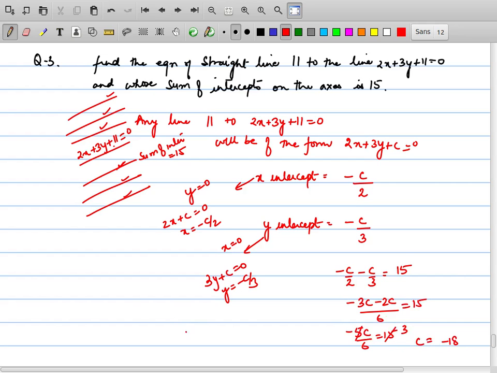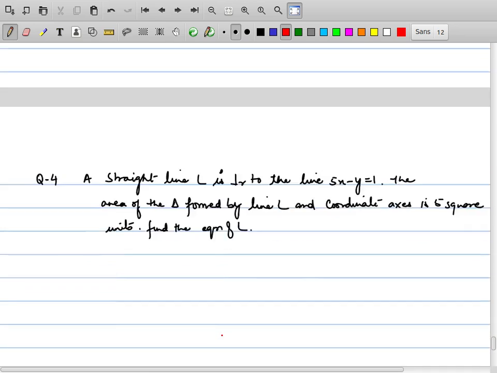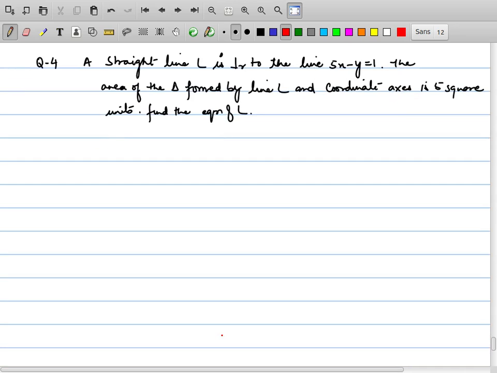Therefore we can put this value in the equation: 2x plus 3y minus 18 equals 0. This is the line which is parallel to the given line and whose sum of intercepts is 15. Okay. Let's take the next question.